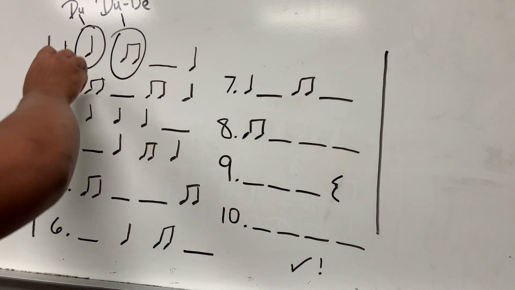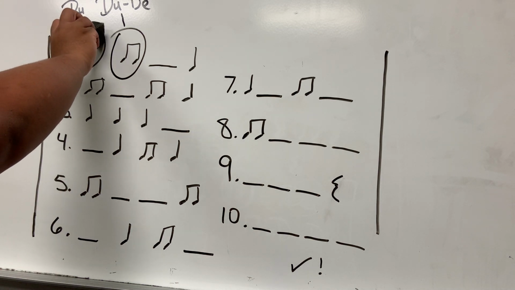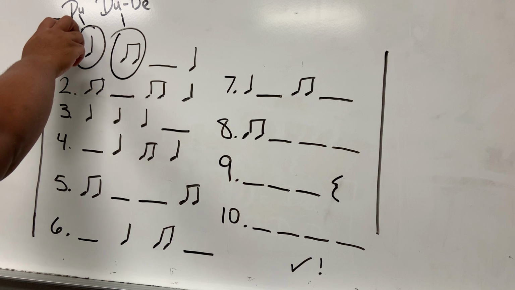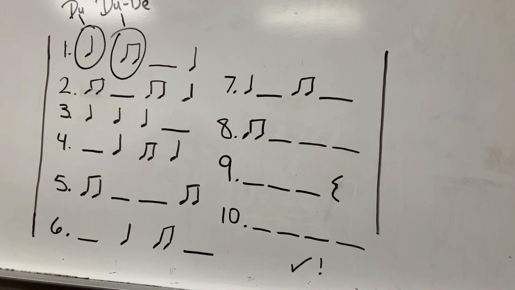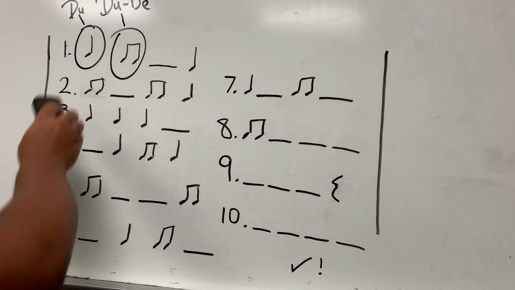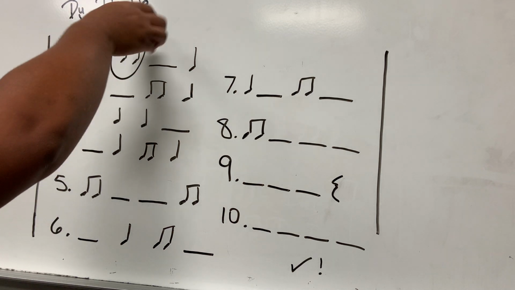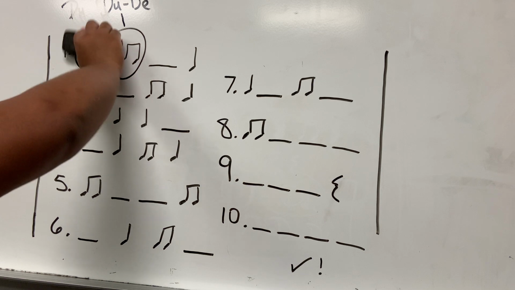Because we're going to run through it. So remember, when we speak quarter notes on rhythm syllables, and rhythm syllables is just do's and do days right now, that's when we actually speak out the rhythm. The quarter note is going to be do, and the pair of eighth notes is going to be do day.